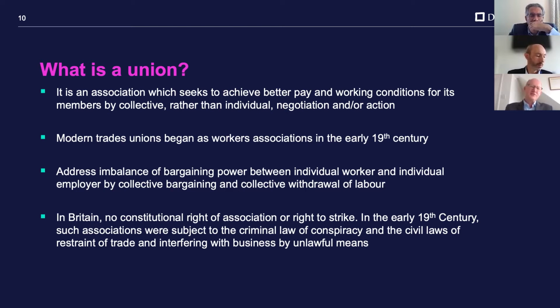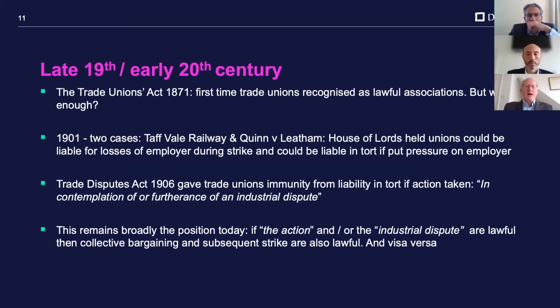In the early 19th century, for example, such labour associations were subject to the criminal law of conspiracy and the civil laws of restraint of trade and interfering with business by unlawful means, essentially people conspiring together to persuade people to break their contracts with their employers. And it took until about the early 1870s before trade unions were put on a legal footing, by statute, the Trade Union Act 1871, which was the first time trade unions were recognised as lawful associations as opposed to unlawful conspiracies.